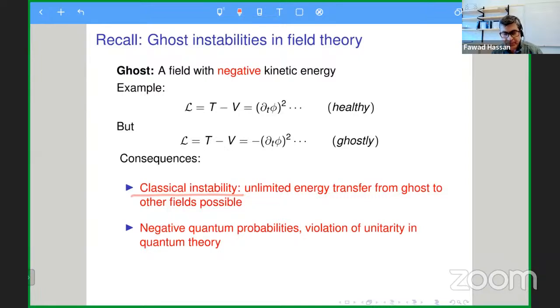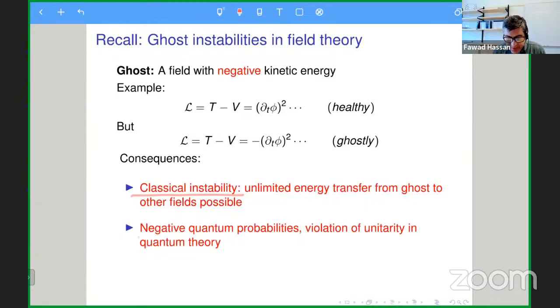So the ghost field can acquire more and more negative kinetic energy, and by energy conservation, the extra energy can be transferred to other fields. So you end up with a kind of infinite source of energy for other fields, which of course is not what we see. Such theories would be unstable.